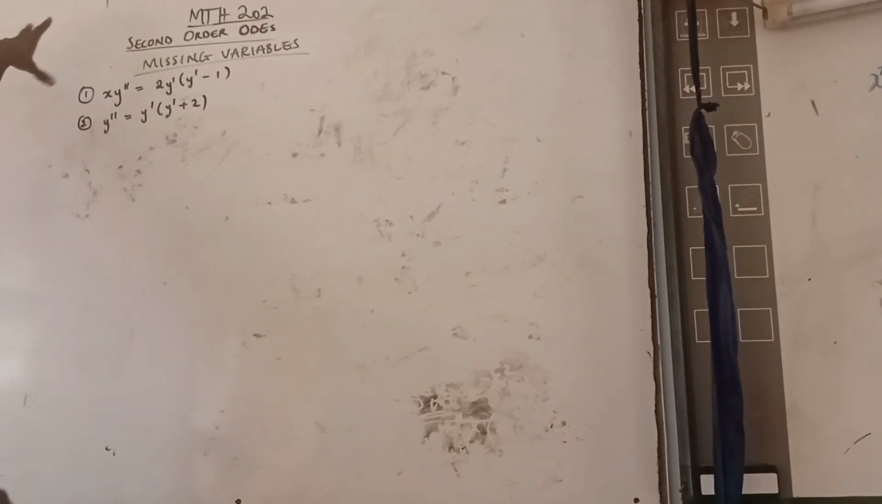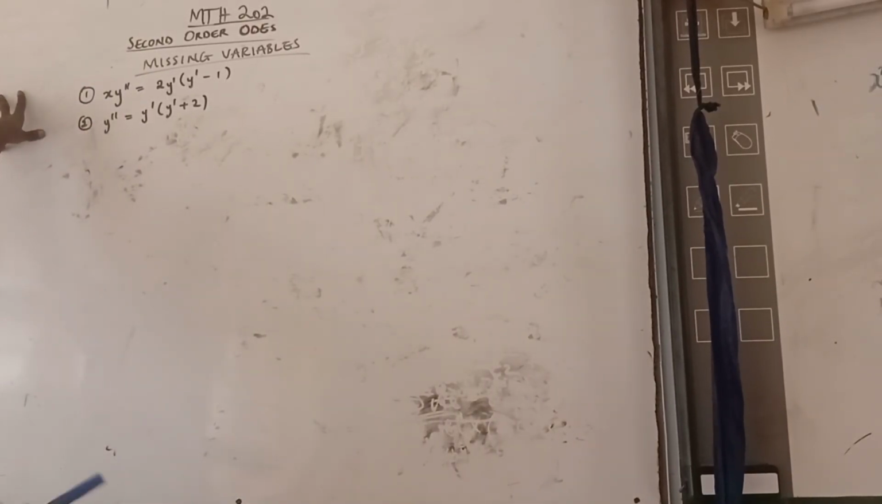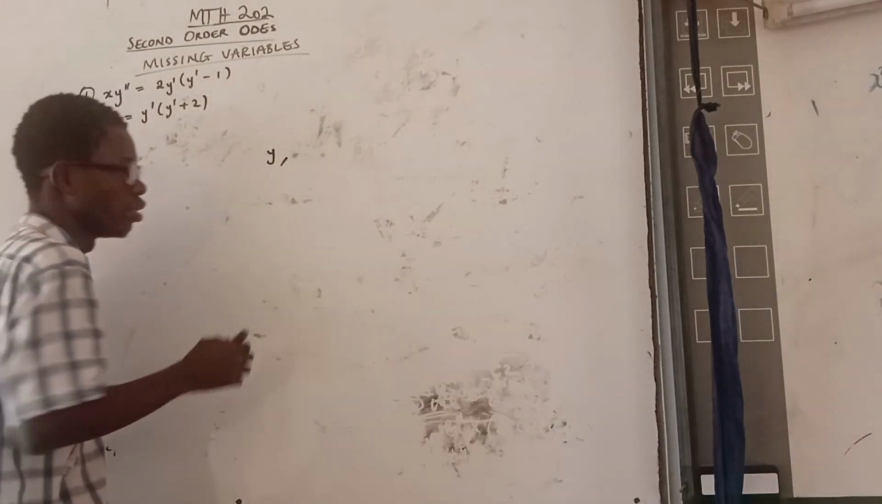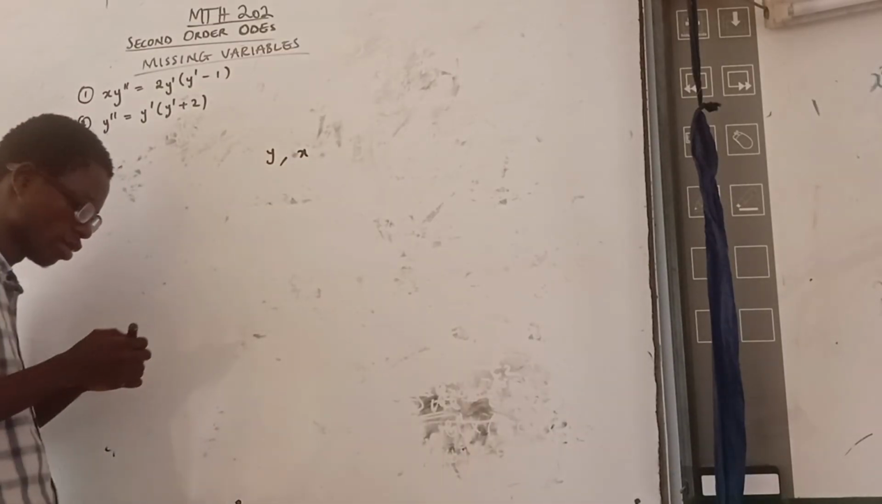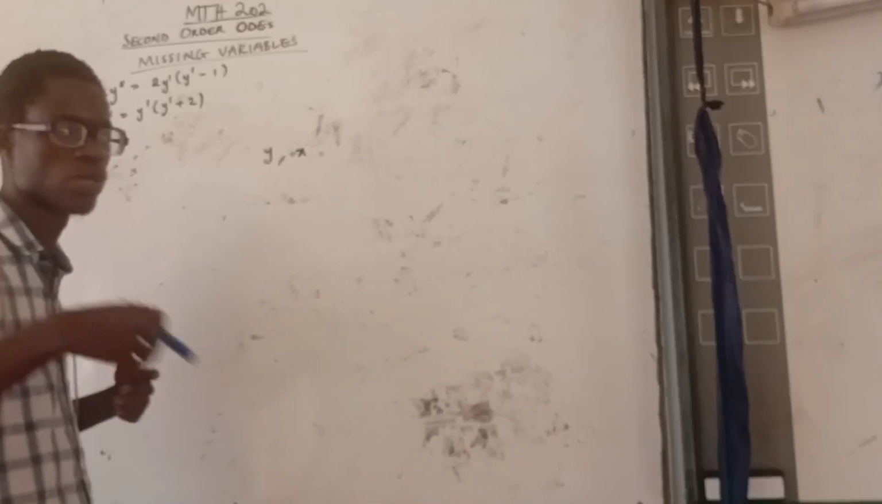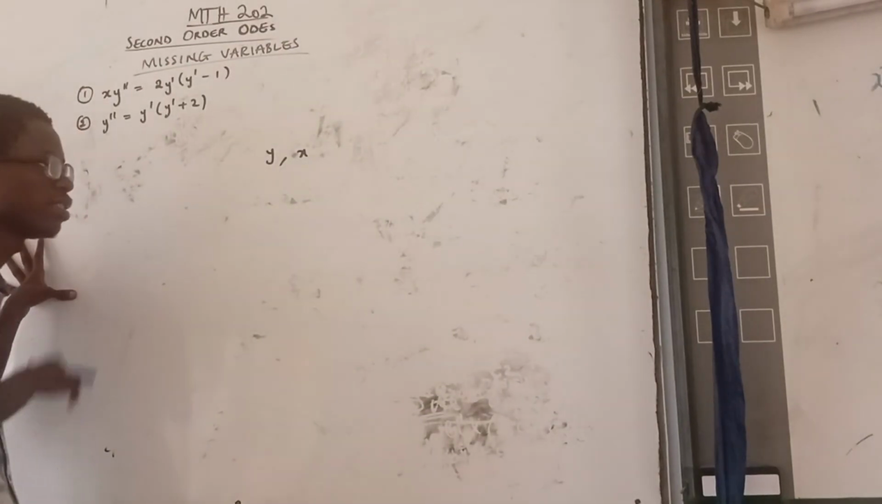We're talking about ODEs where we have missing variables. Whenever we have two variables in any ODE, we have the dependent variable y and the independent one x. What happens when y is not in an ODE, or when x is not in an ODE? The use of substitution is what we are going to be talking about in this video.